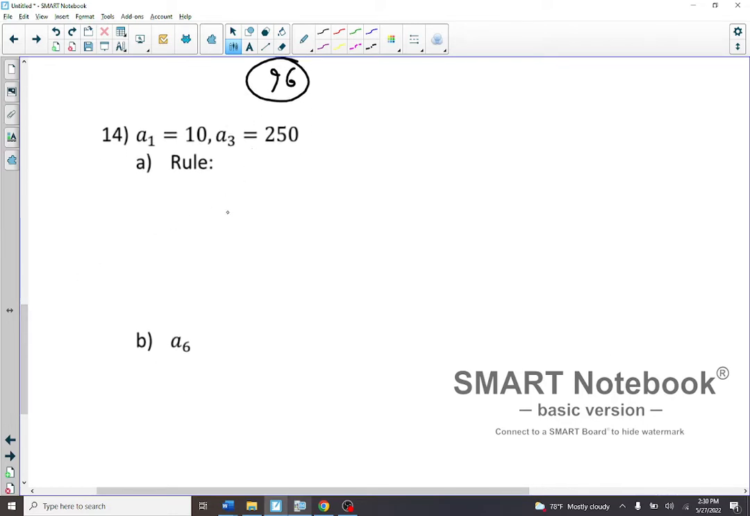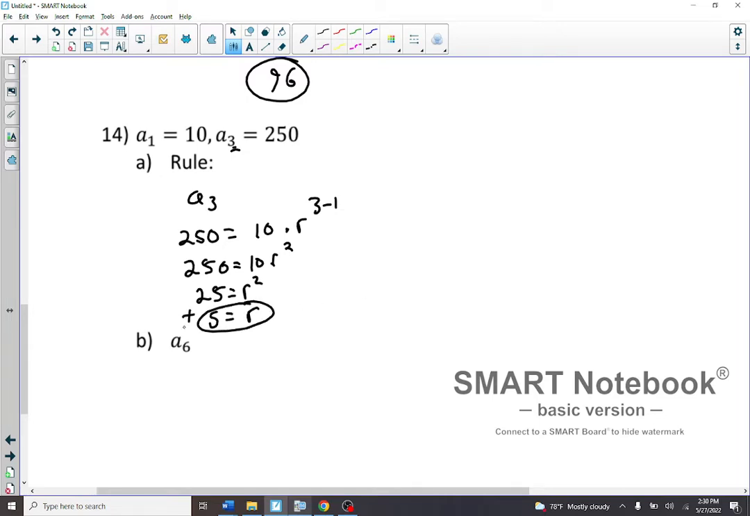Here, we need to figure out what the pattern is. Well, I have a3, which is 250, equals a1, 10, times r, which I don't know what r is, to the power of 3 minus 1, because it's a3. So 250 equals 10 r to the 2nd power. Divide by 10 on both sides: 25 equals r to the 2nd power. Square root both sides. 5 equals r.